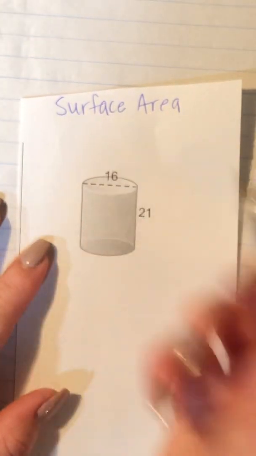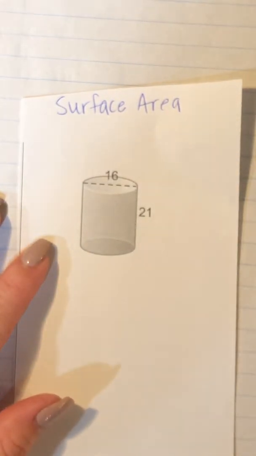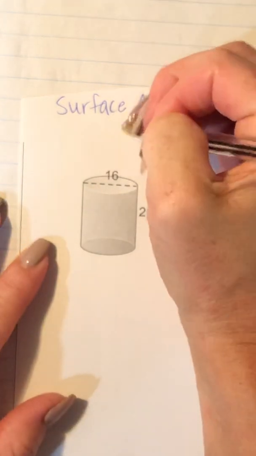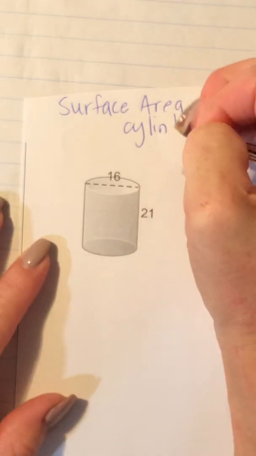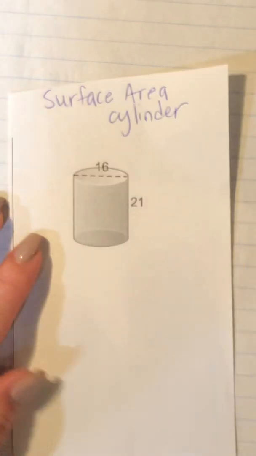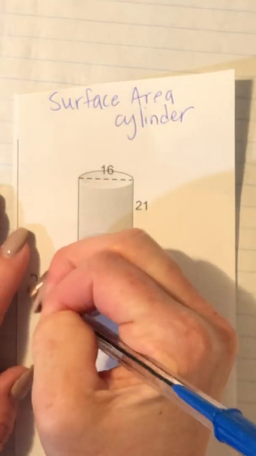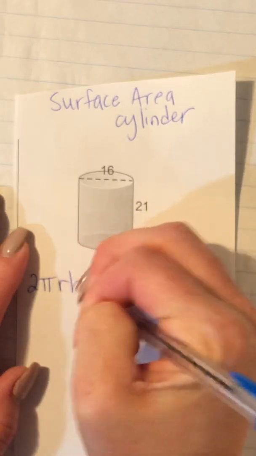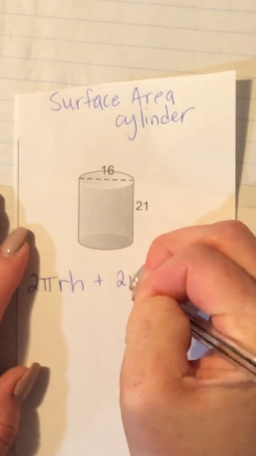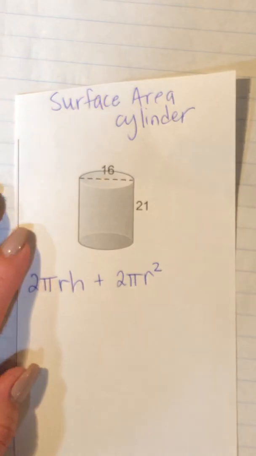So again, this is surface area, this is not volume. And last week we did volume, which was pi r squared h. This is not volume, this is surface area. It is a cylinder. So basically, you're gonna go to your star chart and find the formula, which is 2 pi r h plus 2 pi r squared.